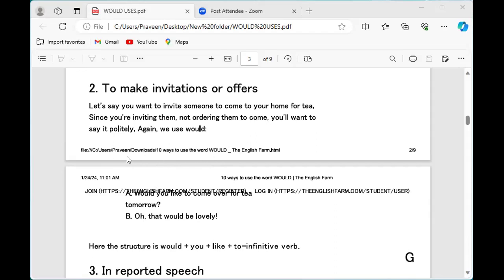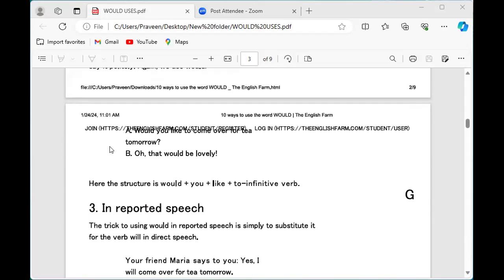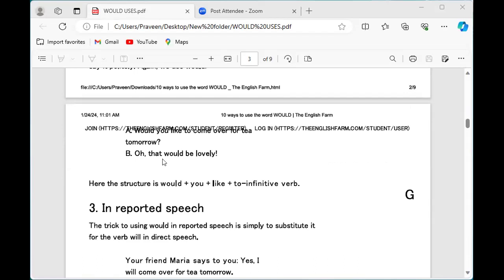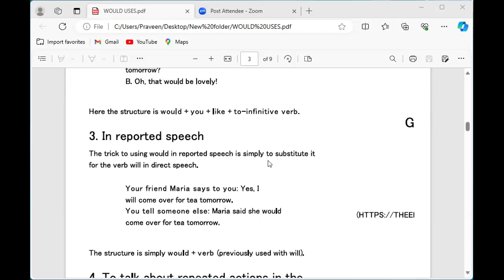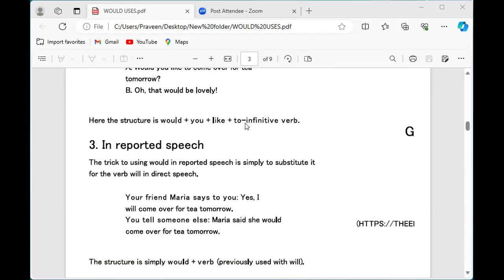Instead of calling them like "you come to our home," we should not ask in that way. It should be polite. How should we ask? Would you like to come over for tea? Then they will say, that would be lovely. They would also answer in the same polite way. Here the structure is would plus you plus like to plus infinitive verb.